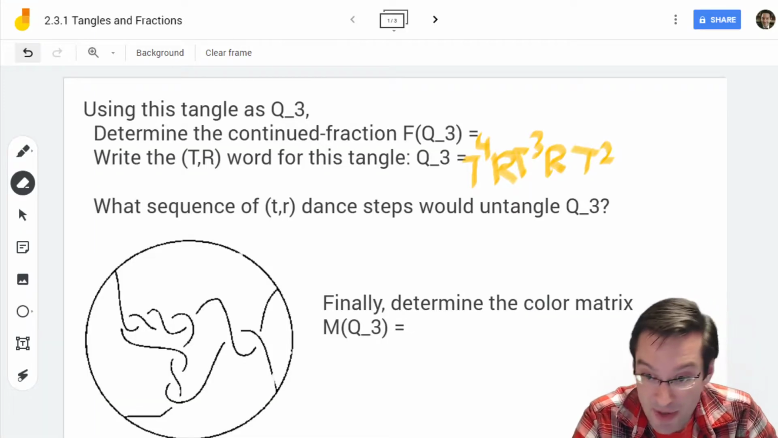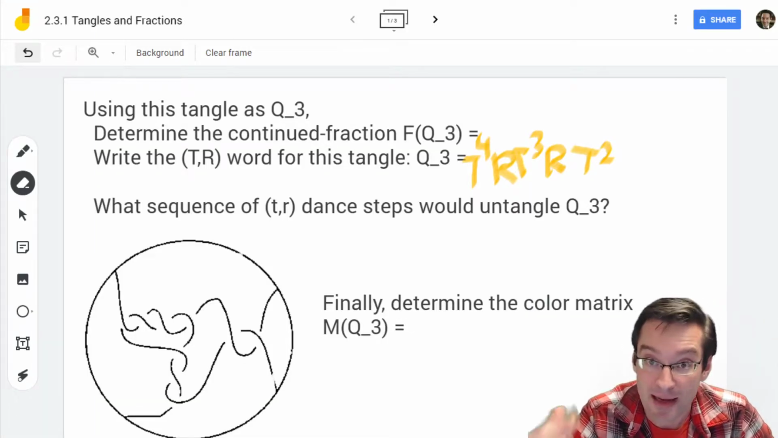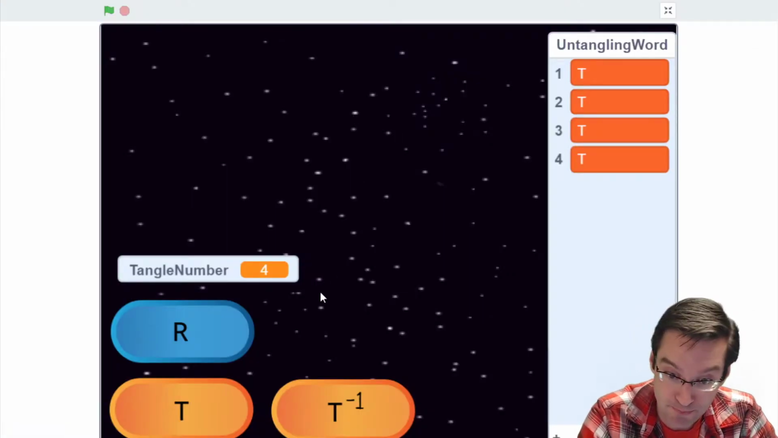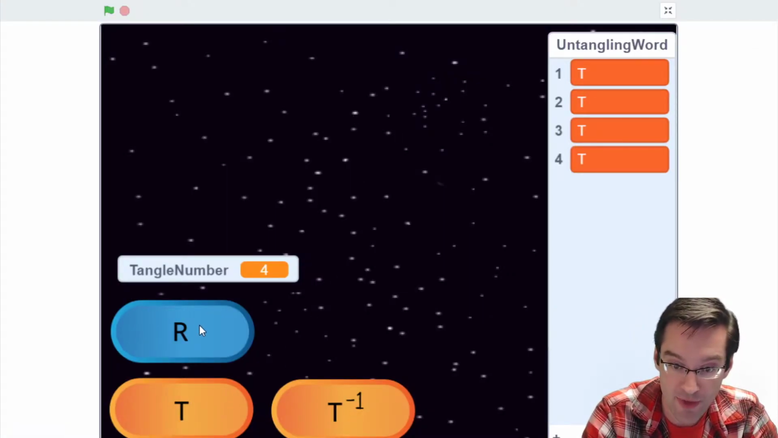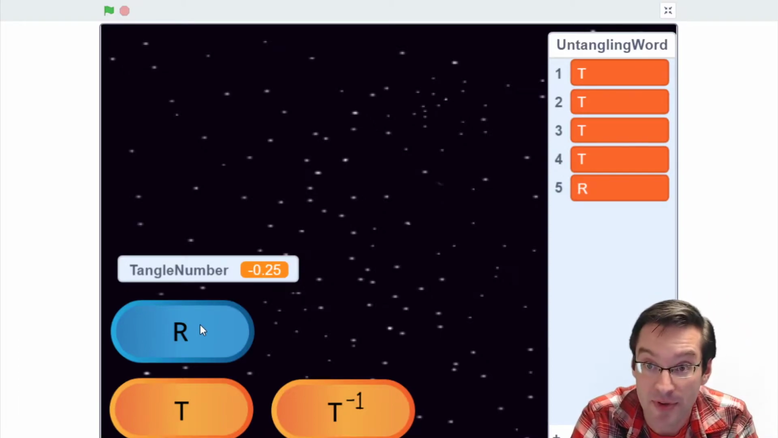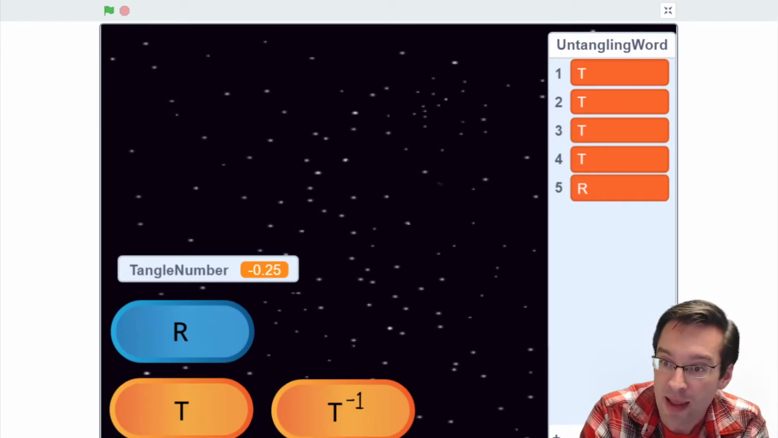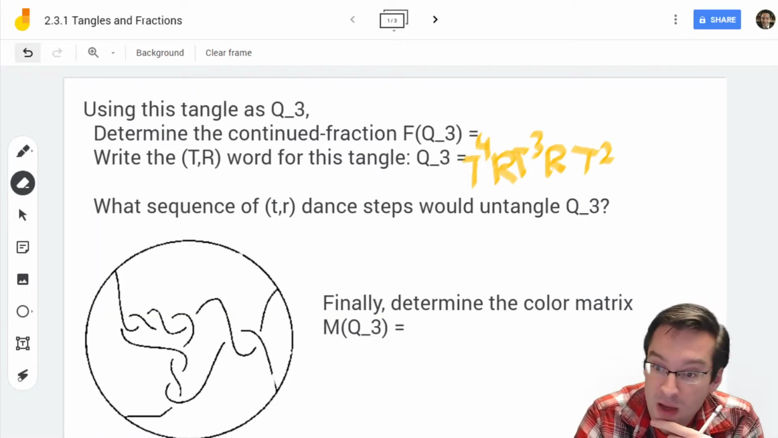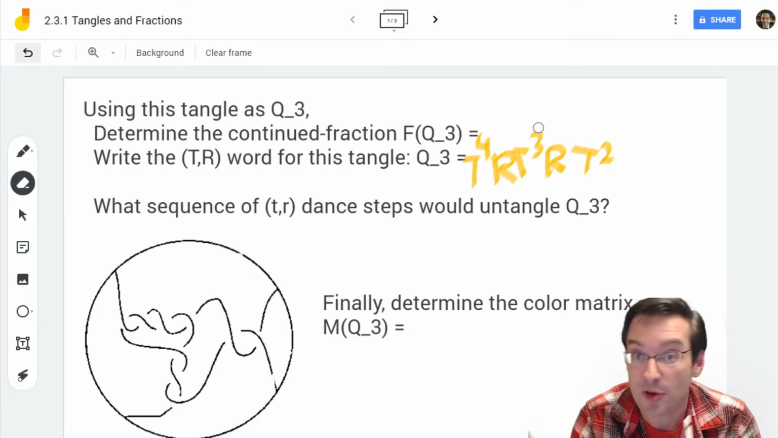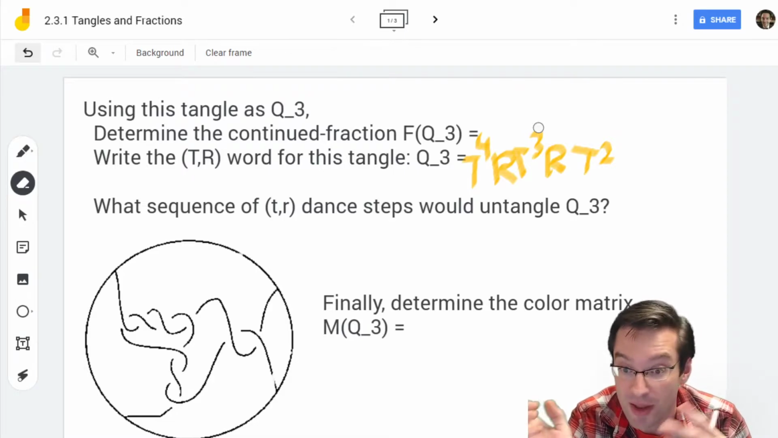So then what's supposed to happen next? I'm supposed to do a rotation. And every time I do a rotation, I'm taking the opposite reciprocal of my tangle number. So I hit the R, and my tangle number goes from 4 to negative 1/4, right? Opposite reciprocal of 4. And then we just keep going, right? Do 3 more twists, so add 1 3 more times, then do R, opposite reciprocal, then do 2 more twists, add 1 2 more times, and then we're done.